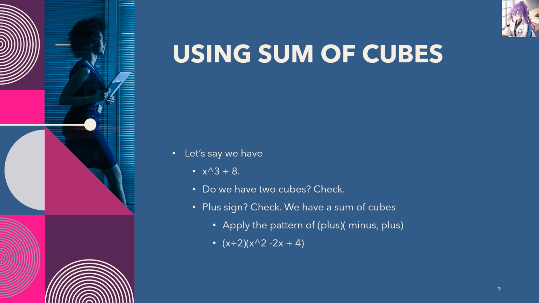Now that we've been given an example of how a difference of cubes problem works, let's talk about the sum of cubes. Let us say we are given x to the third power plus 8. Again, we have two cubes, and we have an addition problem, so that means we have a sum of cubes. That means we can apply a different pattern. In this case, the sign pattern will be plus minus plus. So we're going to factor it out into two expressions, and the first one will be (x plus 2) times the quantity x squared minus 2x plus 4.